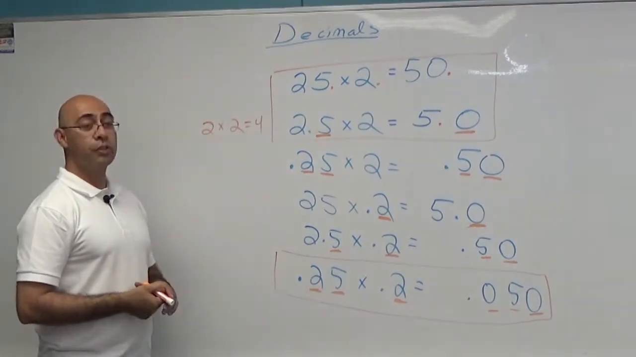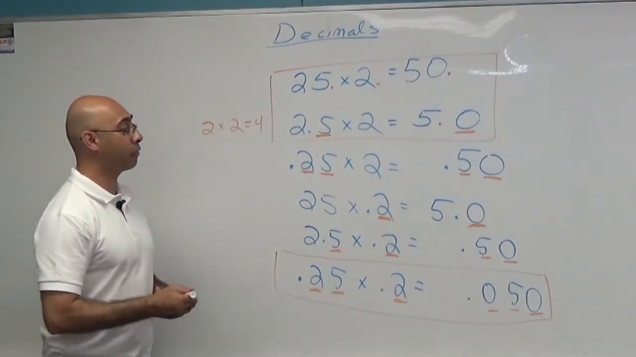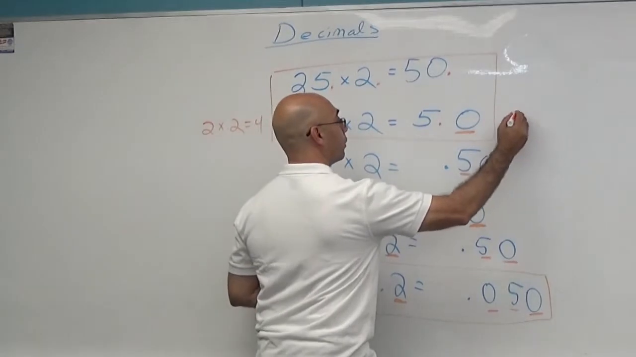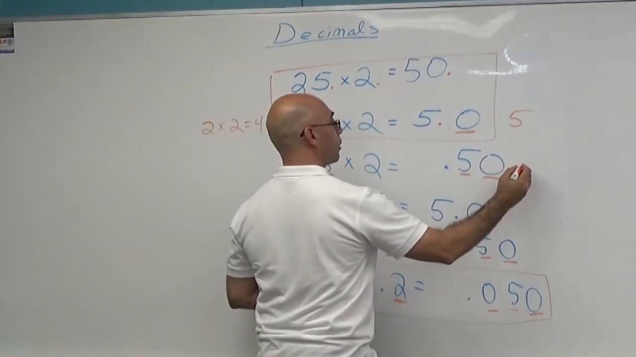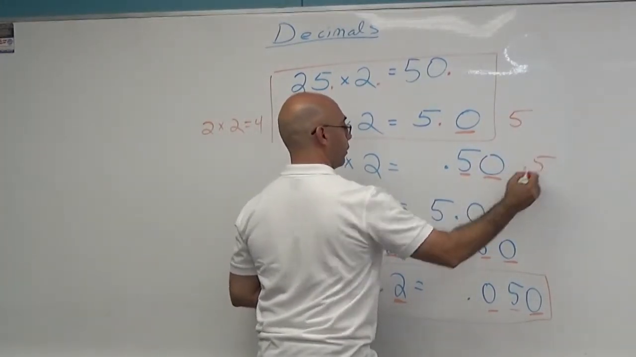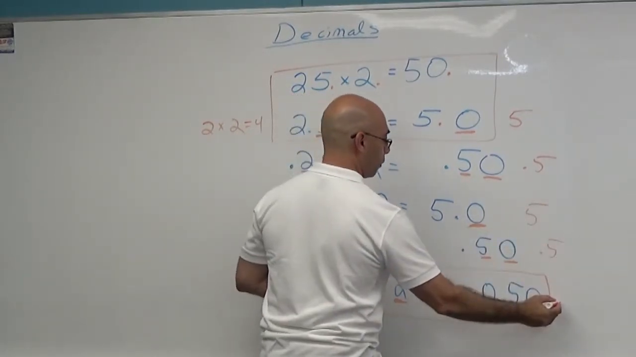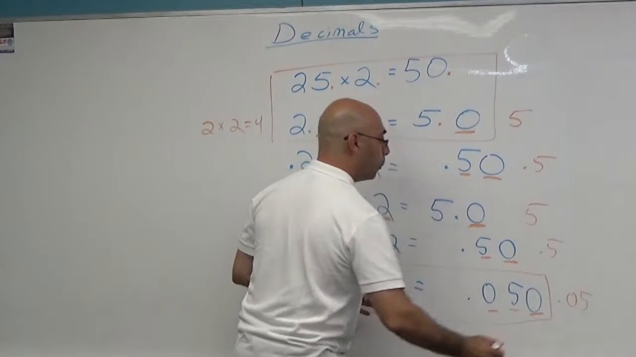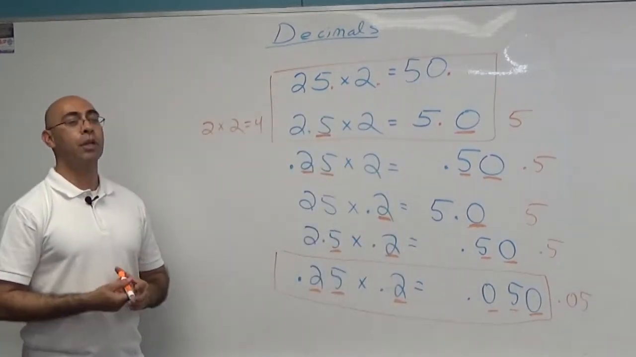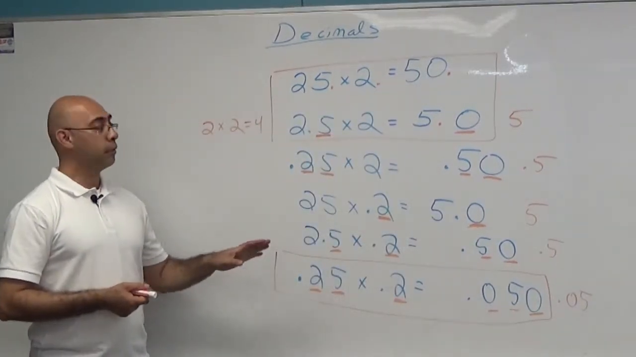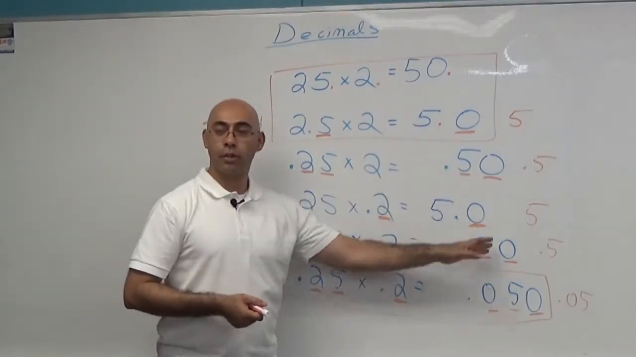Now, do you need all those zeros? No, you don't need them all. Like for this one, you can just rewrite it as 5. This one you can rewrite as 0.5. This you can rewrite as 5. This you can rewrite as 0.5. And this you can rewrite as 0.05. But if you're unsure how many decimal places to put, actually include the zeros in there.